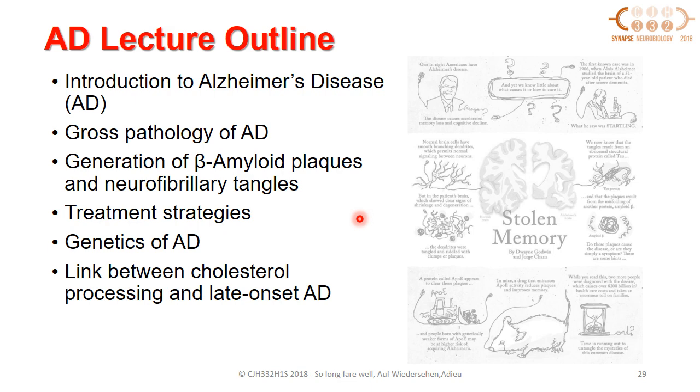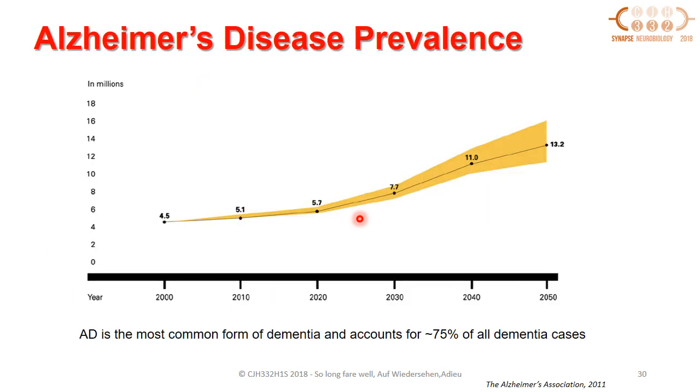So when we look at Alzheimer's disease, I'm going to talk to you a little bit about the gross pathology. I'm going to talk to you about beta amyloid, and that's where I want you to pay a little bit more attention. Potentially thinking about some treatment strategies related to the different kinds of enzymes that we have been able to identify, and then some of the genetics of Alzheimer's disease as well. And then this last link between cholesterol processing as well as late onset Alzheimer's disease.